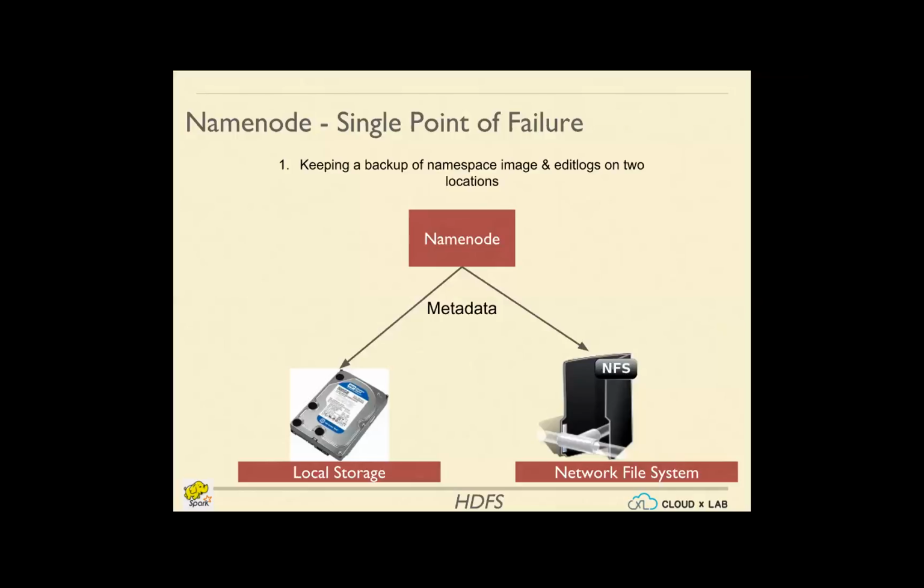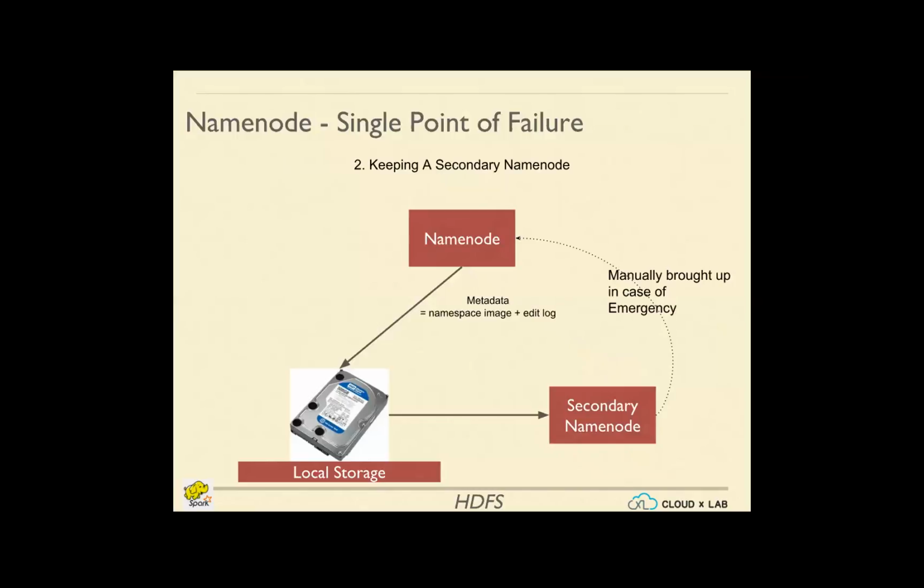So both of these things, edit logs and image, need to be backed up. We need to take a backup of both of these. The way we did it is one copy of both of these we keep in the local storage, and the other copy we keep in the network file system. This is how we used to do it earlier.